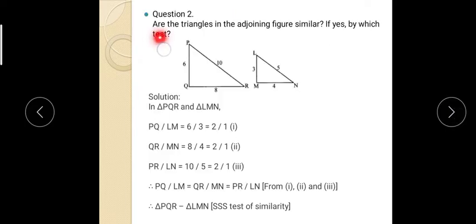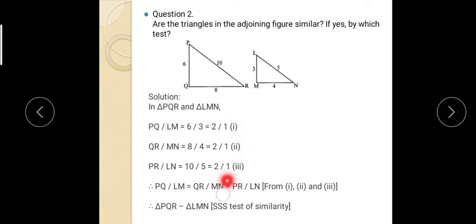Next, question number 2. Are the triangles in the adjoining figure similar? If yes, by which test? Now see the triangles, some measurements are also given. Firstly, find out whether they are similar or not by the measurement ratio. So PQ upon LM is 6 by 3. What will come? 2 by 1. QR upon MN, 8 by 4, 2 by 1. And PR upon LN is equal to 10 by 5, 2 by 1.